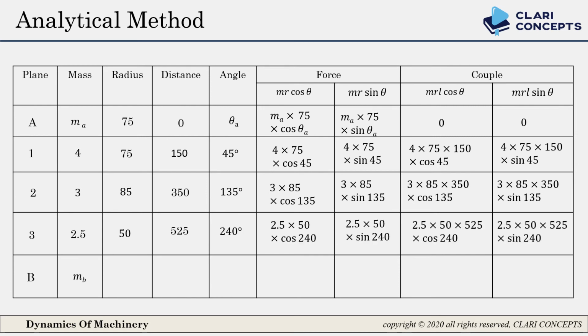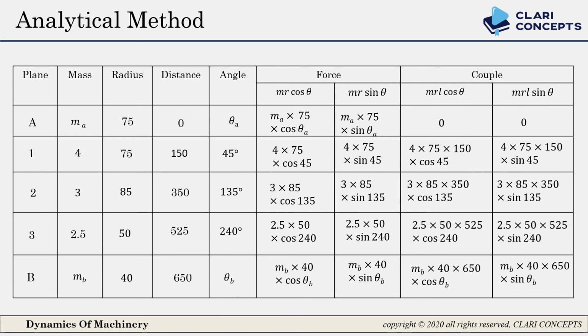Now the plane B, which has a mass mb at radius 40 with distance 650 at angle theta b, has a force component mb into 40 into cos theta b and mb into 40 into sin theta b. Here you don't know the value of mb and theta b. Now write up the couple polygon. Here the distance is 650, so mb into 40 into 650 into cos theta b and mb into 40 into 650 into sin theta b.